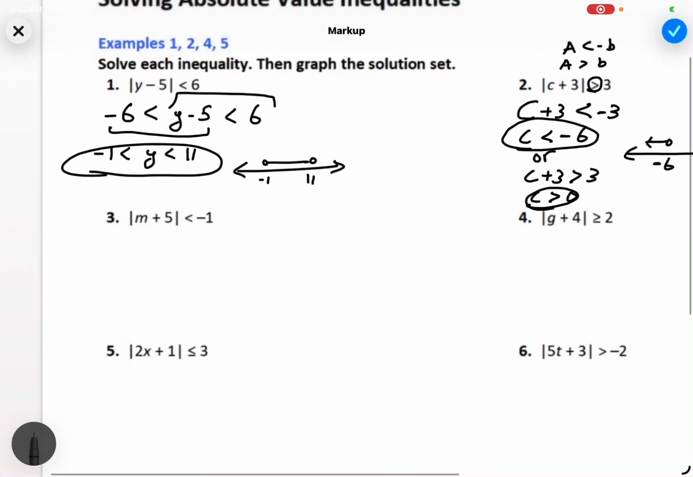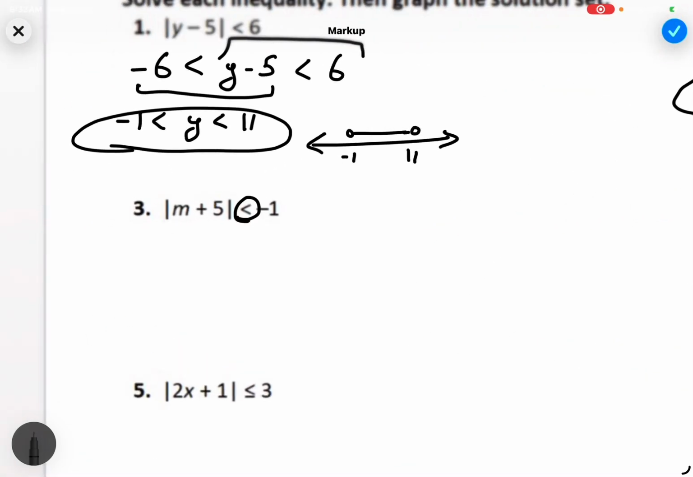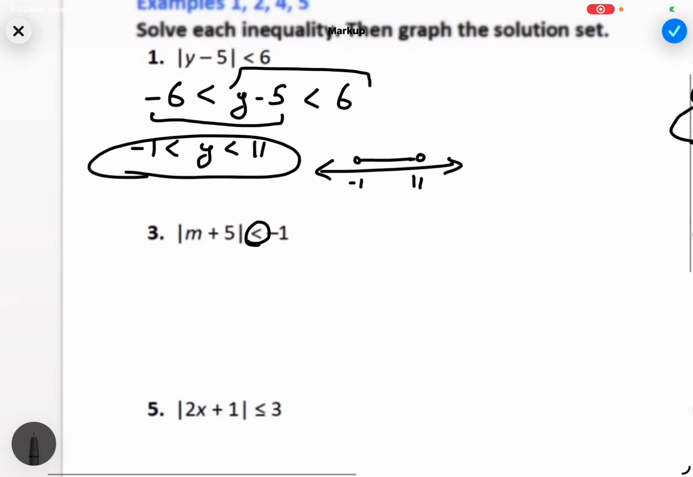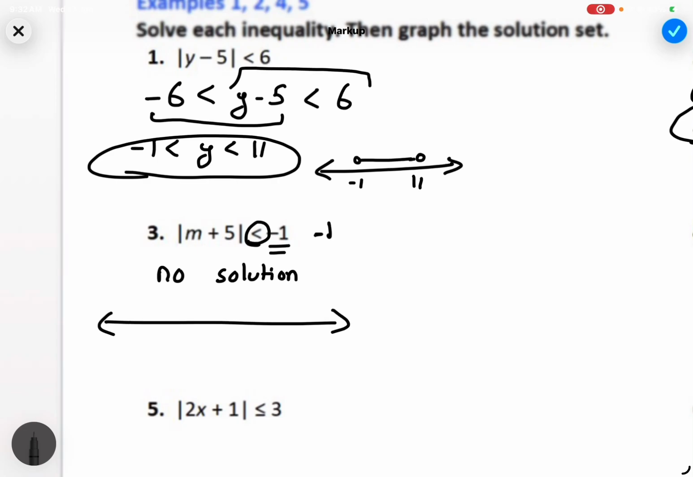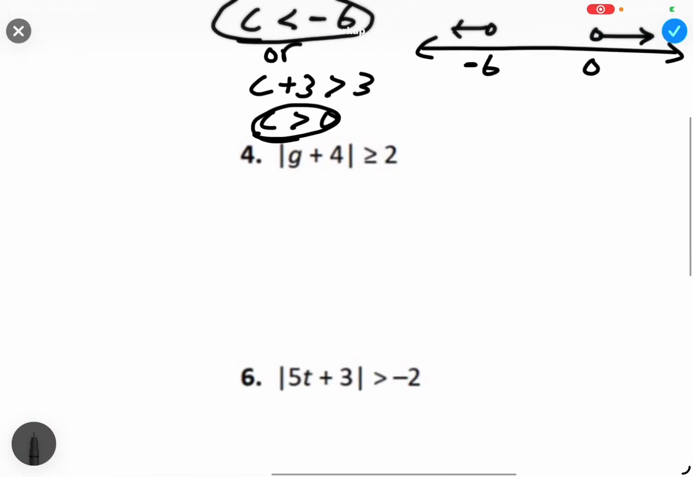Okay, question 3. It's less than, so it's going to be like the first question. M is between negative 1 and positive 1. But here B is negative 1. Okay? And the absolute value can never be negative, so there is no solution, because the absolute value of anything cannot be a negative number. So on the number line, there is nothing.